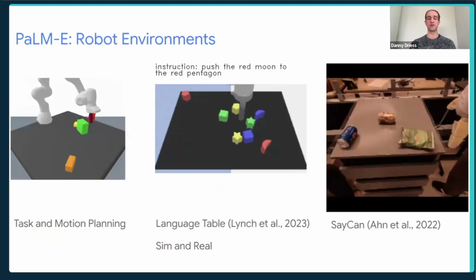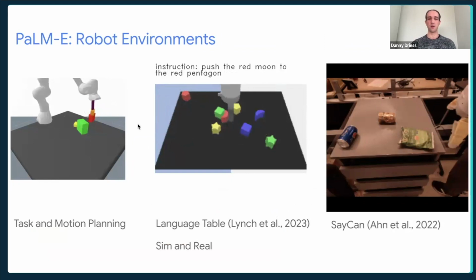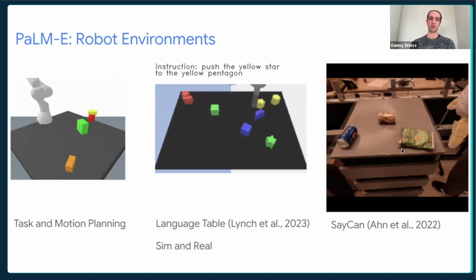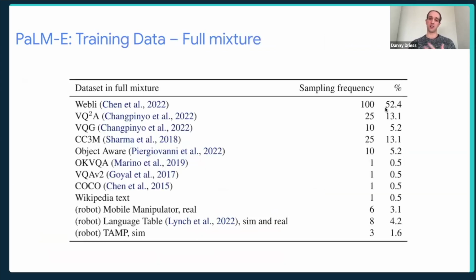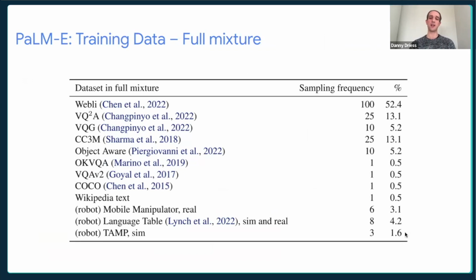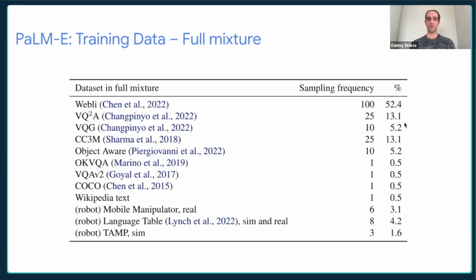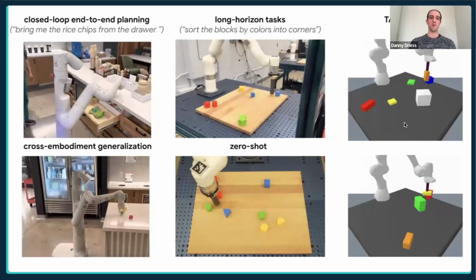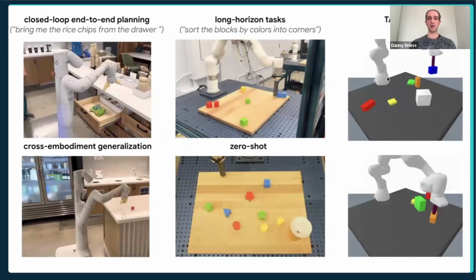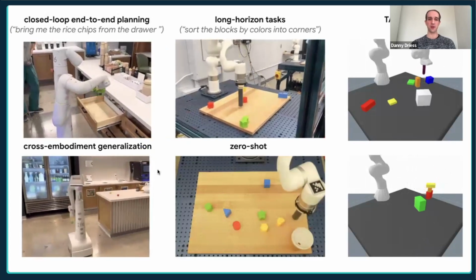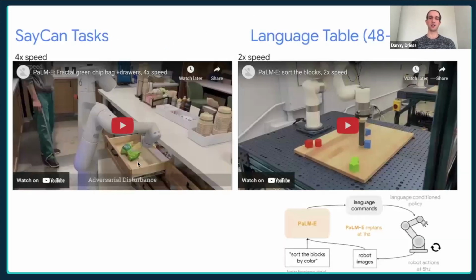PaLM-E was trained on three different robot embodiments, so on a task and motion planning domain, on some tabletop pushing scenario, and a mobile manipulation domain. And in the training mixture, only about 9% was robot data. The rest was general VQA data, and the majority of it was image captioning data and also VQA data. And if we do that, we get a single model that could solve all these. So it's the same checkpoint that could solve all these tasks at the same time. And we got very interesting generalization capabilities.